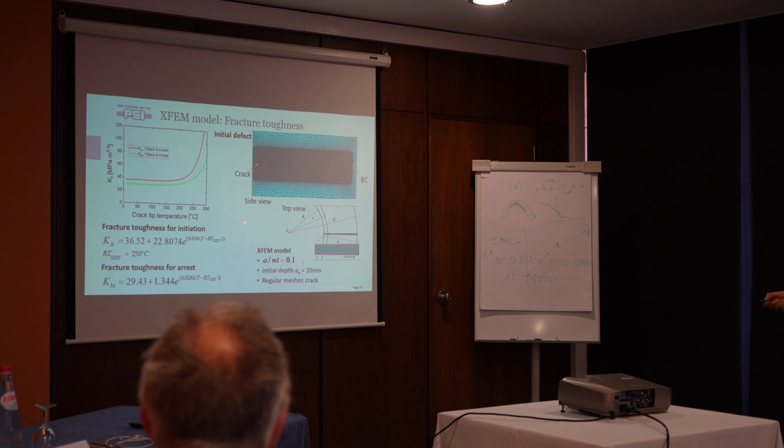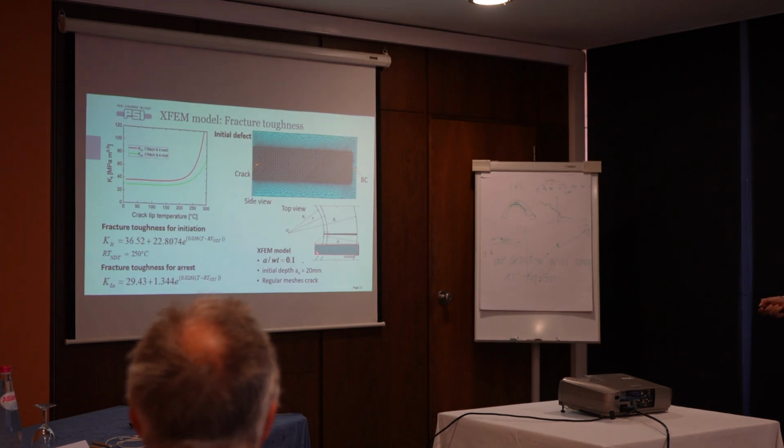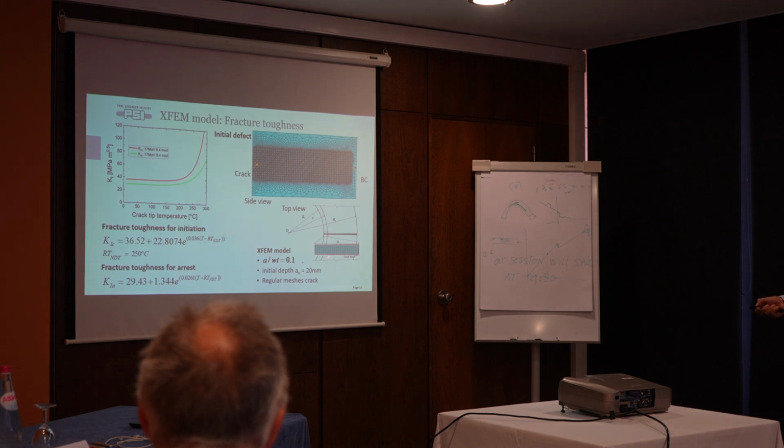and this is how the model looks like, the refined area where we include the initial defect. This is the side view, this is the top view, so you can see the smallest length we consider is only 1 degree, and we have here a zoom in the crack region. The initial defect has a crack depth to wall thickness ratio of 0.1, meaning that the initial defect has 20 millimeters, and we use for now regular meshes.